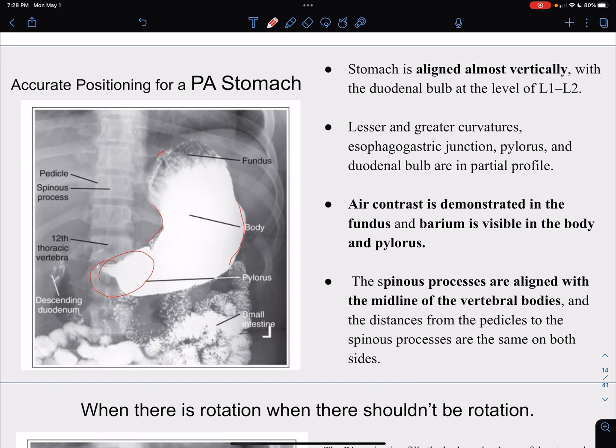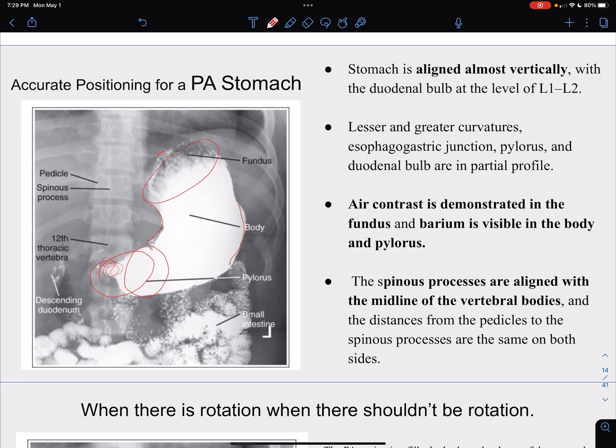There's no barium in there. The pylorus, of course, and the fundus, and then we've got our body. And the duodenal bulb is in partial profile. So on this particular one, we've got the pylorus right here, the duodenal bulb is right here, but it's not filled, okay? It's kind of hiding behind the pylorus a little bit, so we don't see it very well. Again, we talked about what views we see the duodenal bulb and the pyloric sphincter in really well, and that's going to be in our LPO and our RAO. And we're going to look at that here in just a minute. Air contrast is going to be demonstrated in the fundus when we're doing a PA.